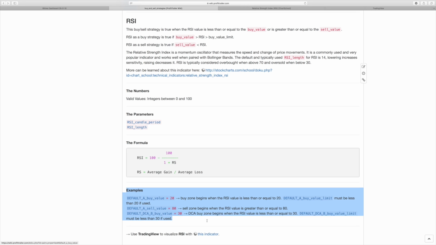Down below that we have some examples. The default buy value of 20. If that's the case, then your buy zone begins when the RSI value is less than or equal to 20, as I said earlier.